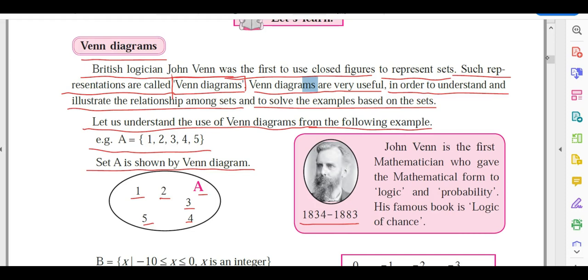Now see this, the information about John Venn. He is the first mathematician who gave a mathematical form to logic and probability. His famous book is Logic of Chance.